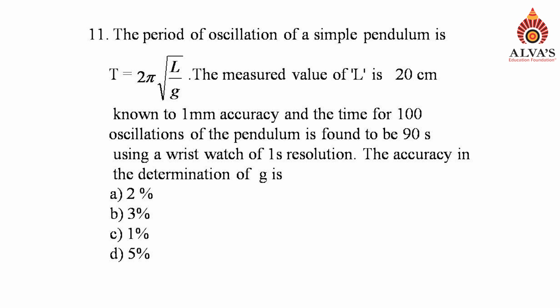The period of oscillation of a simple pendulum is T equals 2 pi root of L by g. The measured value of L is 20 centimeter known to 1 millimeter accuracy, and the time for 100 oscillations of the pendulum is found to be 90 seconds using a wrist watch of 1 second resolution. The accuracy in the determination of gravity g is.